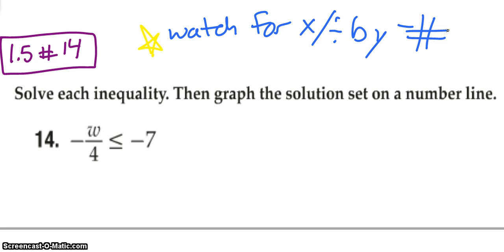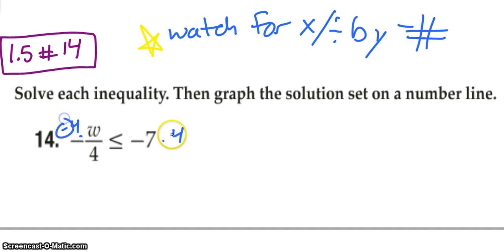It doesn't matter if you add or subtract a negative number, that's all fair. The only thing is multiplication and division. So I've got negative w over 4 is less than or equal to negative 7. I have two choices. I can multiply by the 4 and then divide by the negative 1, or I can just go ahead and multiply both sides by negative 4.